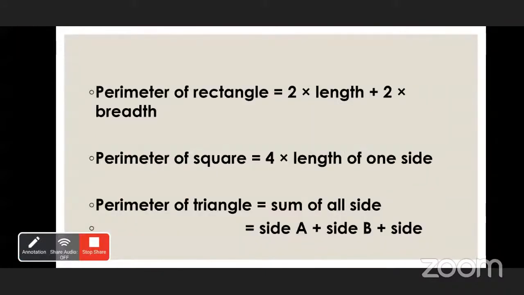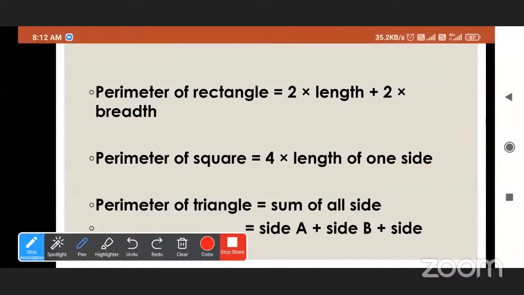Here are the formulas to find the perimeter of a rectangle, square and triangle. Read the first one. Perimeter of rectangle is equal to 2 multiplied by length plus 2 multiplied by breadth. And the second one, perimeter of square is equal to 4 multiplied by length of one side. And the third one, perimeter of triangle is equal to the sum of all sides.